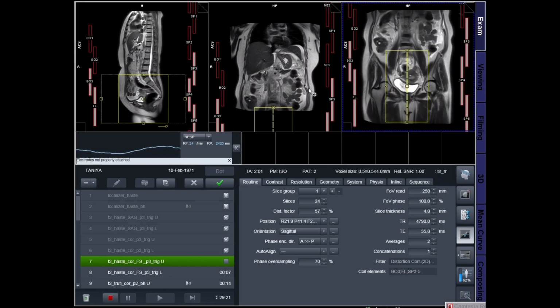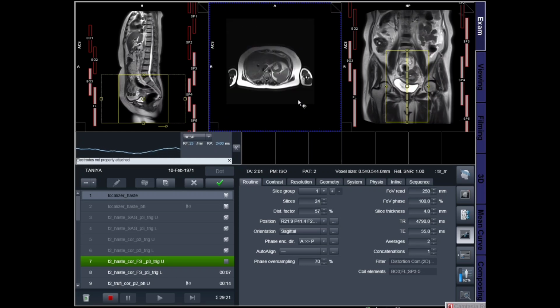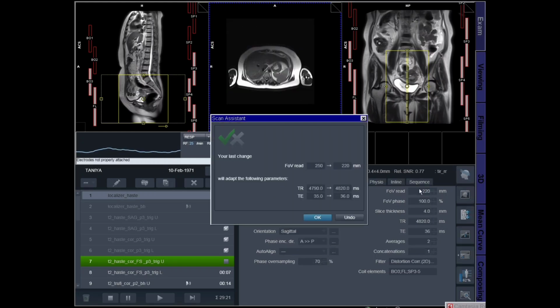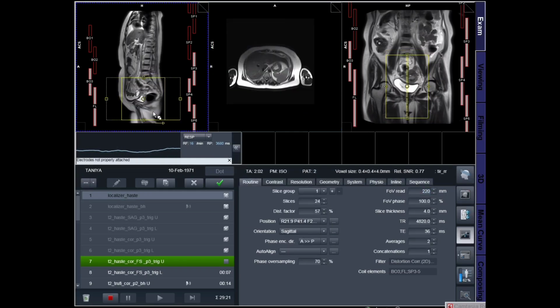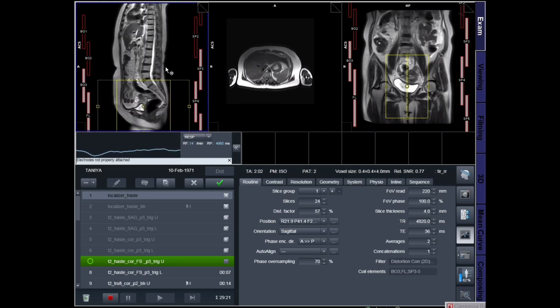Slice planning. Typical parameters include slice thickness 5 to 6 mm, interslice gap 1 to 2 mm, field of view FOV 350 to 400 mm. Coverage is usually from the diaphragm down to the pelvic brim.